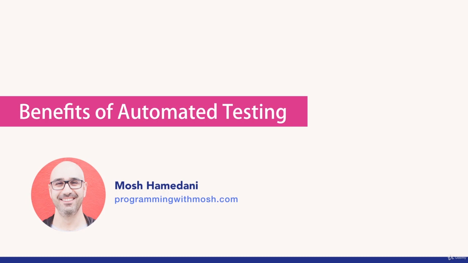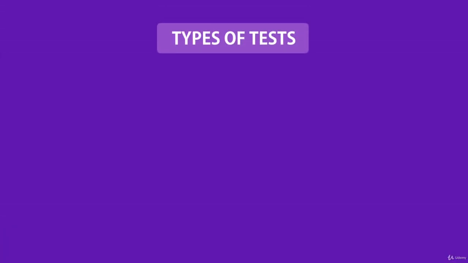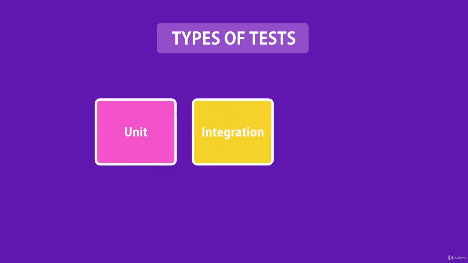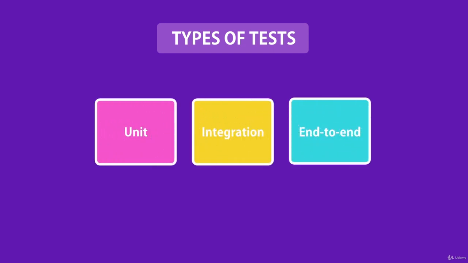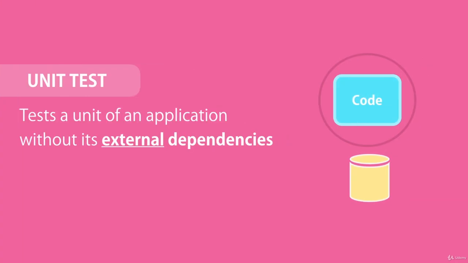In automated testing, we have three types of tests: unit tests, integration tests, and end-to-end tests. A unit test is what I showed you earlier in the section. You test a unit of the application without its external dependencies, such as files, databases, message queues, web services, and so on. Now, note this keyword here, external dependencies.